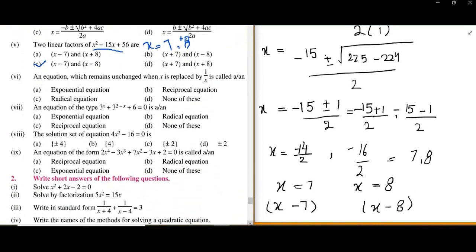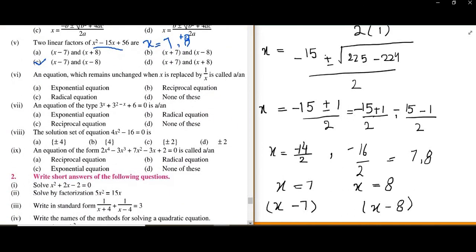An equation remains unchanged when x is replaced by 1 over x. We know that when there is an equation, if you change x with 1 over x, that is a reciprocal equation. An equation of the type, which type of equation is this? Just focus on the exponent: when variables occur in the exponent, then that is an exponential equation.